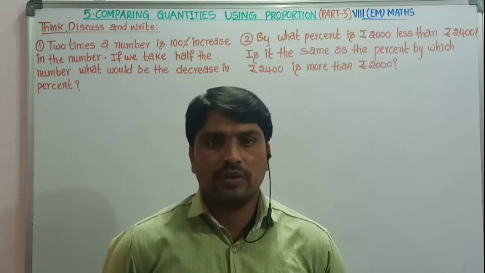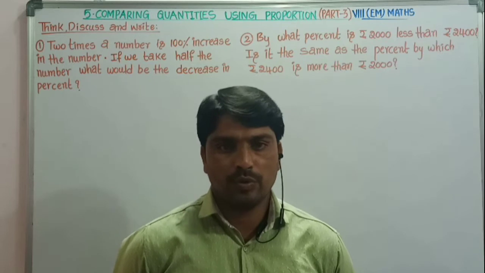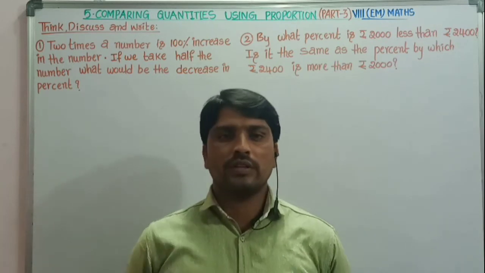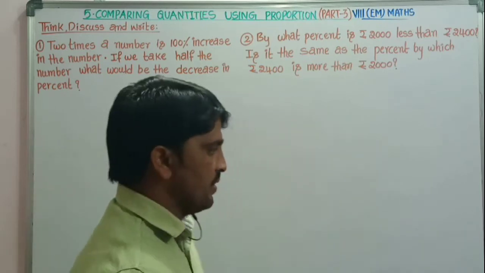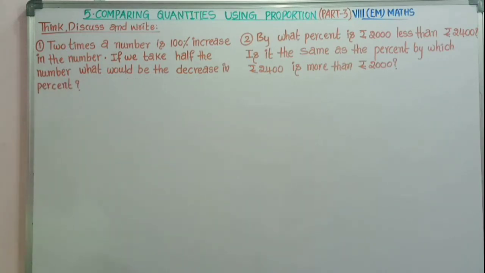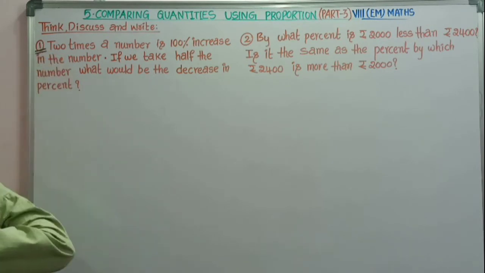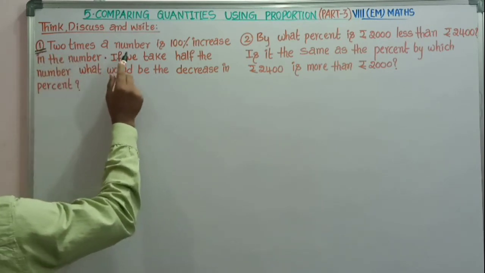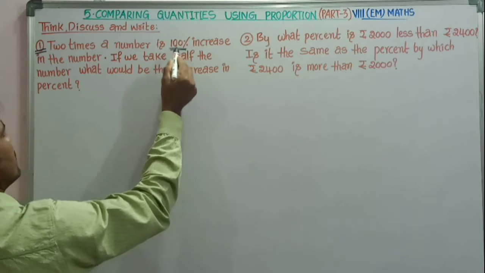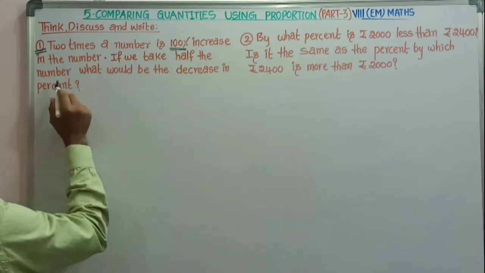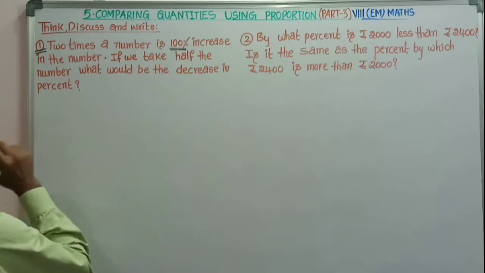Yes, we are in the chapter Comparing Quantities Using Proportion, and today we are going to look at part 3 of comparing quantities using proportion. Yes, we have a Think, Discuss and Write. So the first question of Think, Discuss and Write: 2 times a number is a 100% increase in the number. If we take half the number, what would be the decrease in percent?